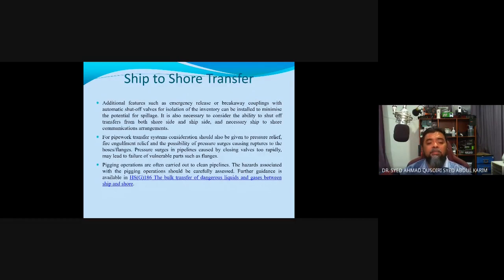Additional features such as emergency release or breakaway couplings with automatic shut off valve for isolation of the inventory can be installed. So, in order to control if there's any failures of the pipelines, it should be installed with shut off valve or breakaway couplings. For pipework transfer system, consideration should also be given to pressure relief, fire engulfment relief, and the possibility of pressure surges. Okay, so these pressure surges are caused by closing valve too rapidly.